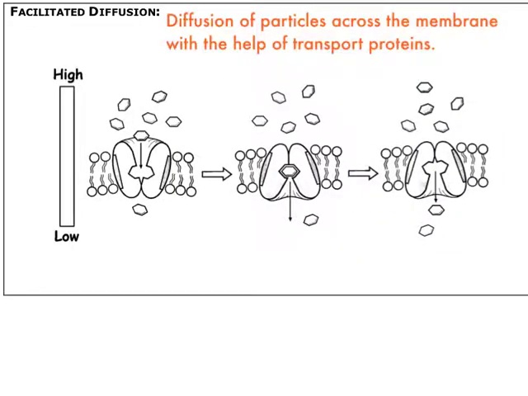Facilitated diffusion is the diffusion of particles across the membrane with the help of transport proteins. So particles that are too big or too charged to get through the cell membrane all by themselves, but still are moving from an area of high concentration to low concentration, like these guys here, can use the channel proteins or transport proteins to allow them in. Channel proteins are one type of transport protein. There are other types too. Channel proteins are the main ones we're going to talk about in Bio 11. We'll talk about all of them in AP Bio.